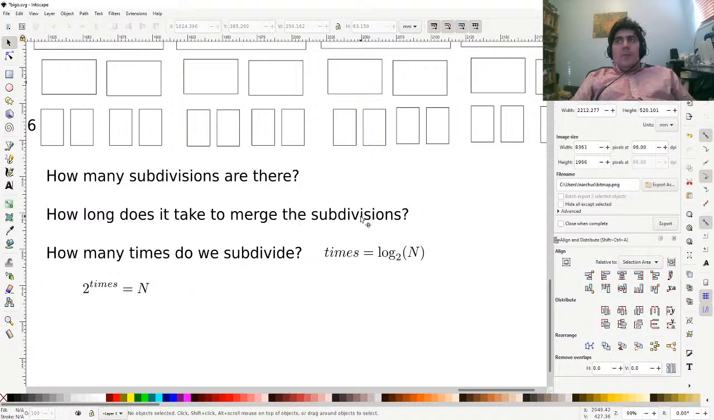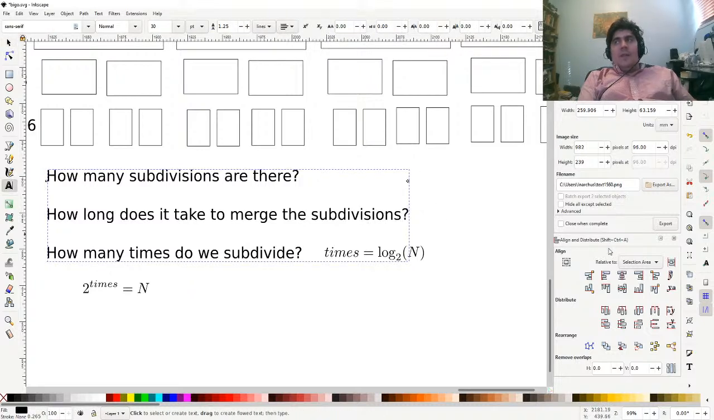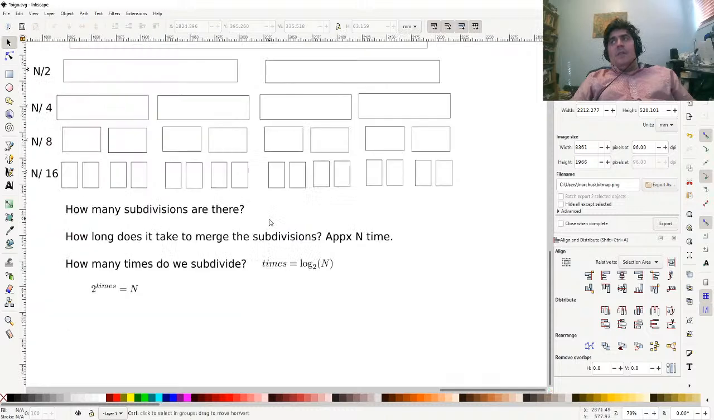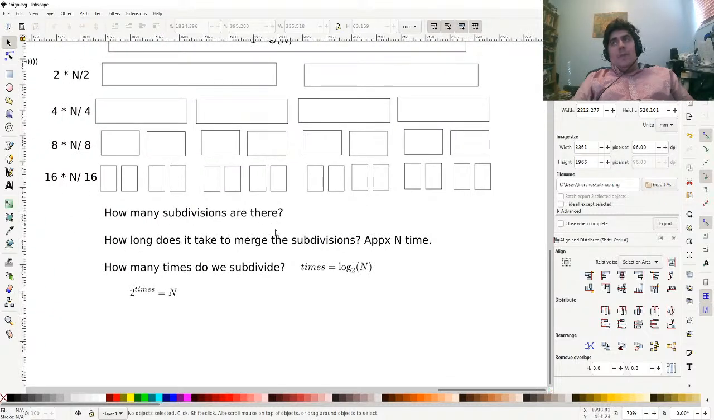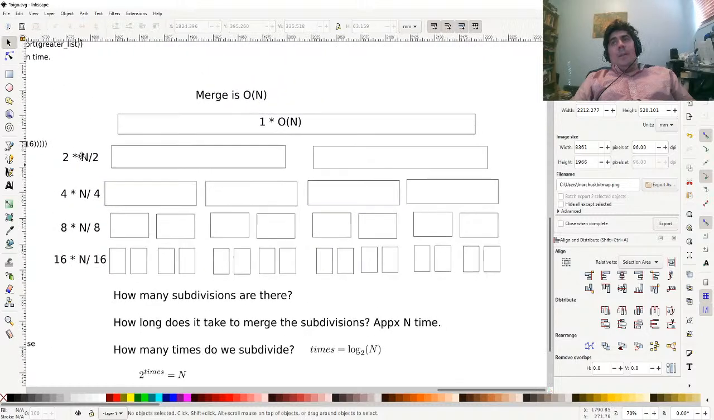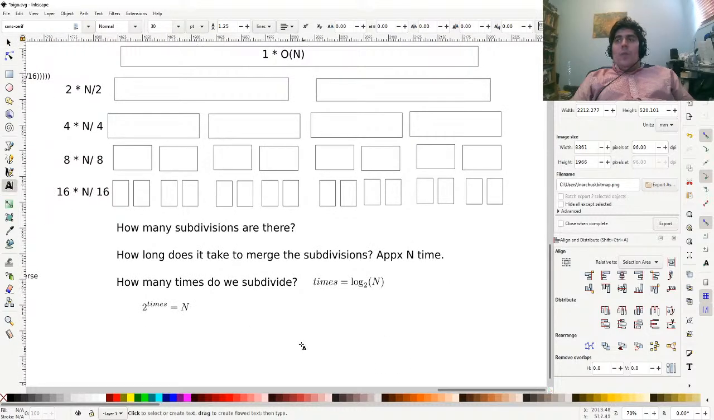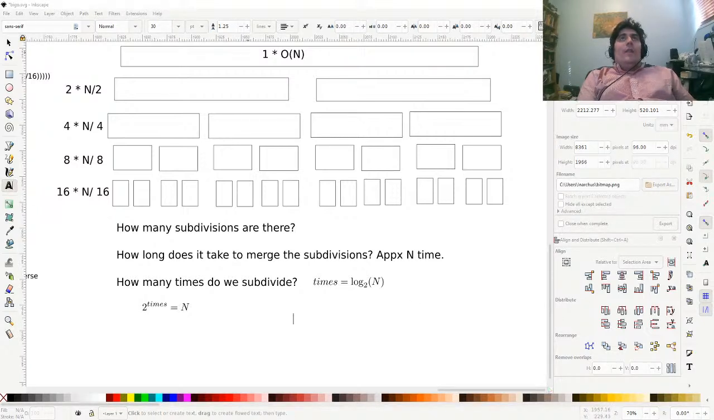How long does it take to merge the subdivisions? It takes approximately n time, where n is the size of the list. So if you have 16 subdivisions, each of which taking n over 16 time to merge, that is O of n time, O of n time, O of n time, O of n time. So then overall, we know that this algorithm is an O of n log n algorithm, and I'll write it like this, I think.